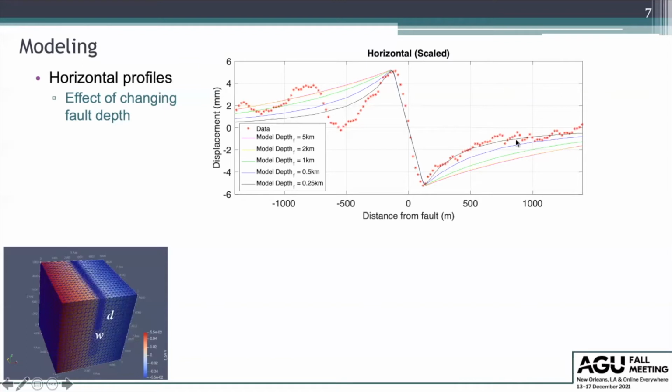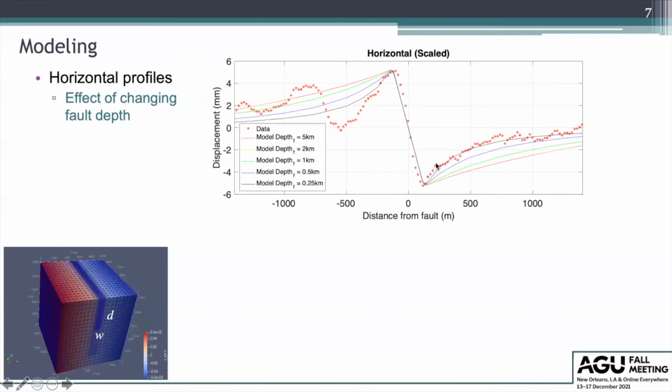So seemingly the 250 and the 500 meter one makes more sense, and it's actually not that loose of a constraint. As you could tell from these curves, it only starts to change more when the depth extent goes to about 5 times the width. So definitely it's not going to be 1 or 2 kilometers deep.